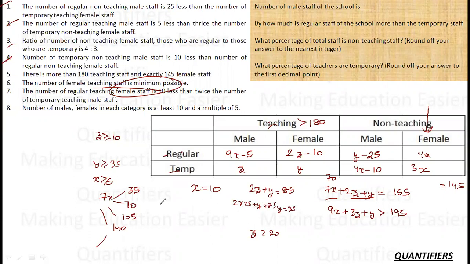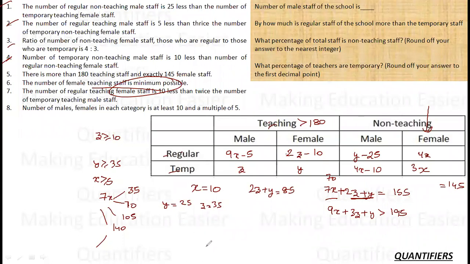So if z is 25, y is 35. Second thing, if I keep z as 30, this is 60, and y will become 25, which will violate the condition that y has to be greater than or equal to 35. So that is not even possible, which means the only possible solution is x 10, y 35, z 25.